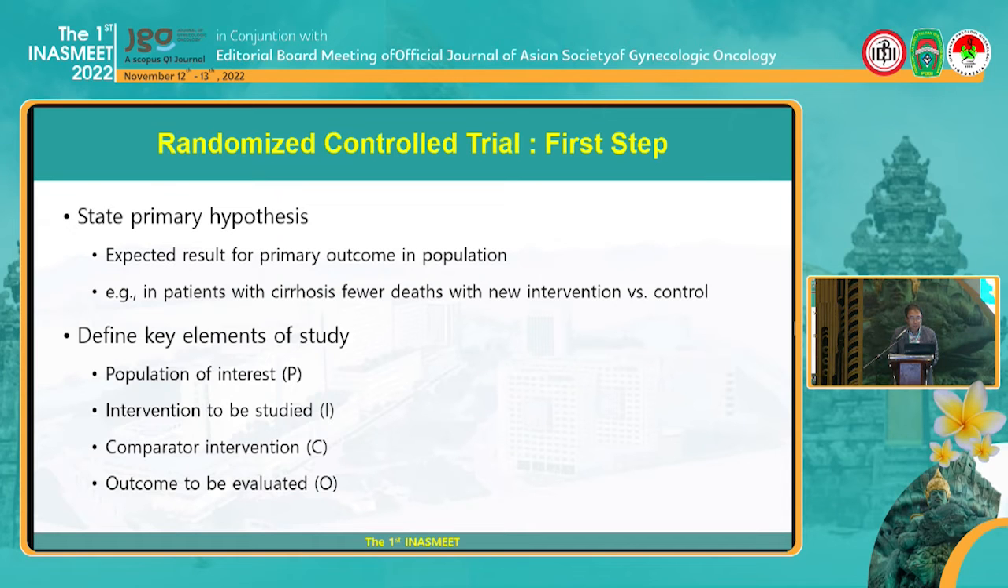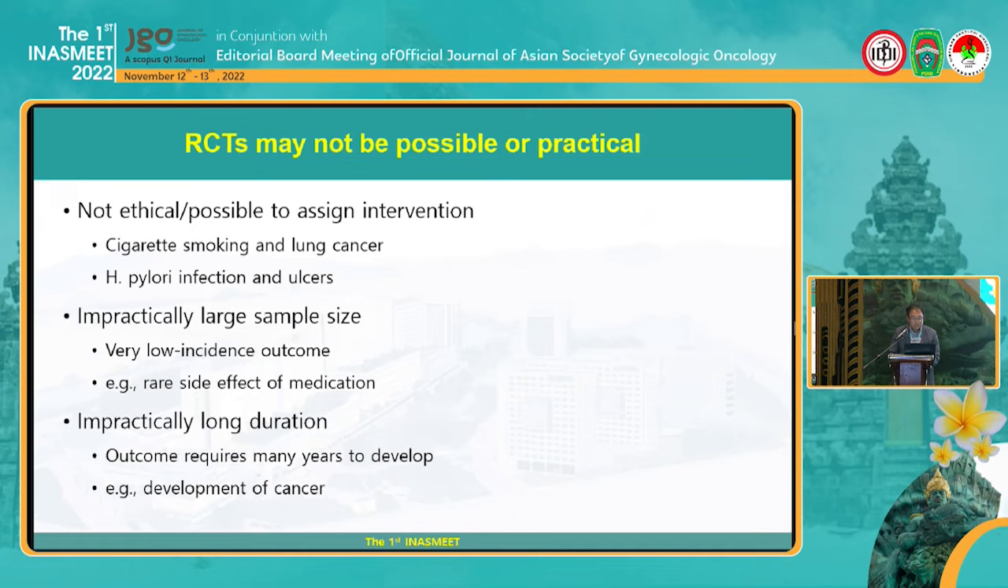The key components of a sound research question should include PICO, P-I-C-O: population of interest, intervention to be studied, comparator intervention, and outcomes to be evaluated. Investigators need to convert this into an answerable and specific question.